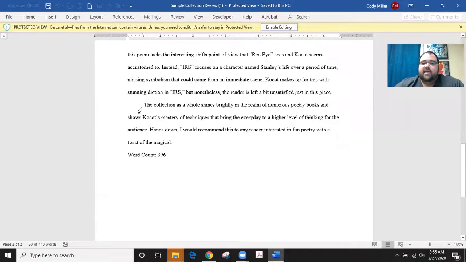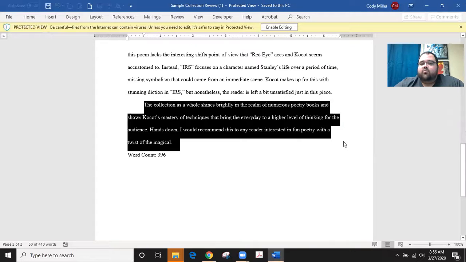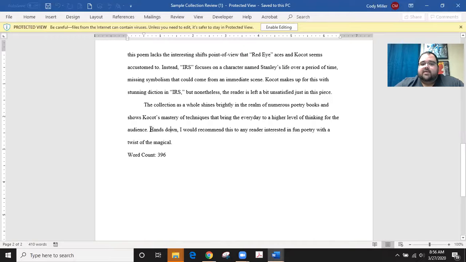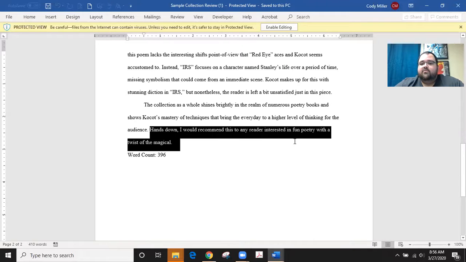And then finally at the very end, we get this student recommending the collection or not recommending the collection for these reasons. You'll notice that it literally has a statement, hands down, I would recommend this to any reader interested in fun poetry with a twist on the magical. And there's a word count. It falls within that word count that I'm looking for in the assignment.